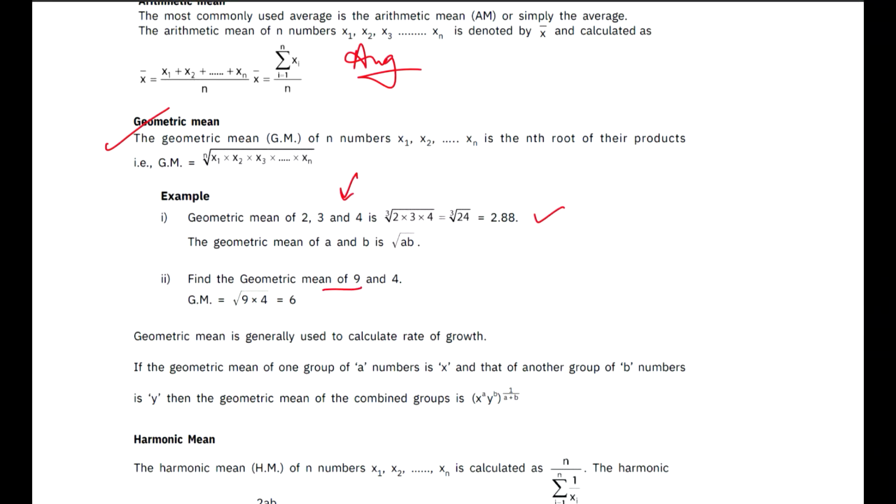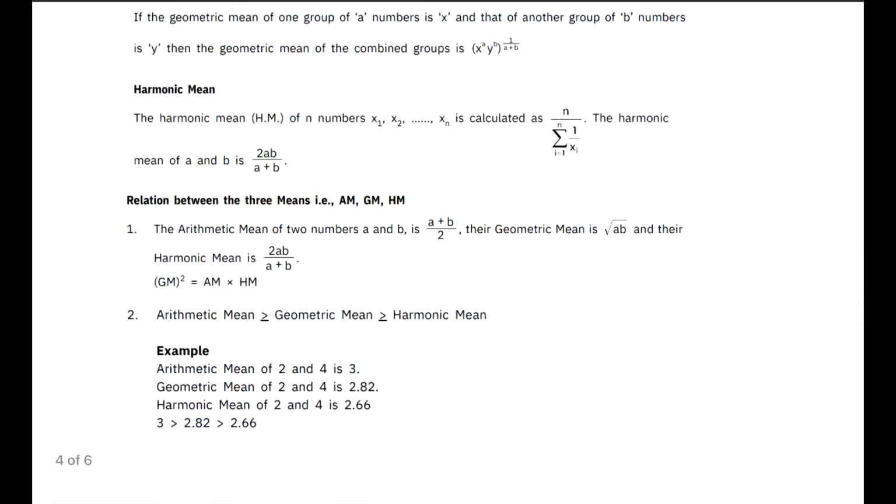Similarly, if someone asks you the geometric mean of 2 numbers, you multiply those numbers and find out the square root of that. So basically, this formula goes like (a × b × ... × n) whole raised to the power 1 by n. That means whatever is the number of terms. Okay, now coming down to harmonic mean.